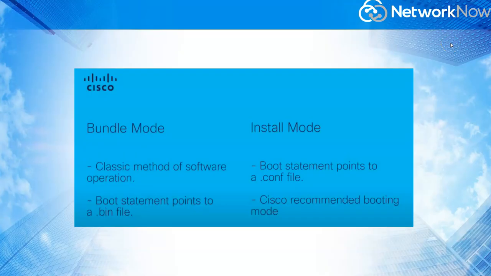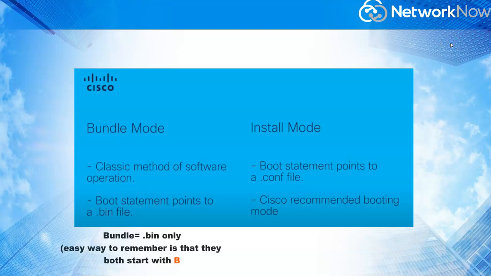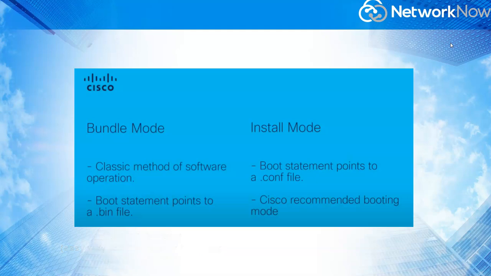Now, there's two ways of upgrading these IOS XE switches: bundle mode and install mode. Bundle mode is the traditional way of doing it, whereby you upload one file, the .bin file, which you get from Cisco's website. You need the correct model for your switch. You upload the bin file and you point the configuration to boot off that file, and the switch will come up with that version of software. And if you have multiple switches in a stack, you should have the same bin file on all those switches.